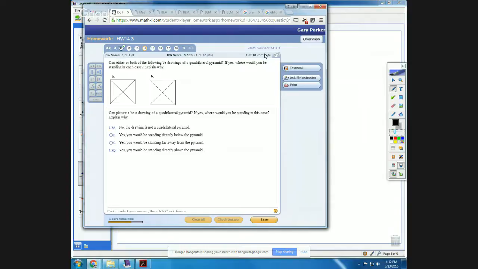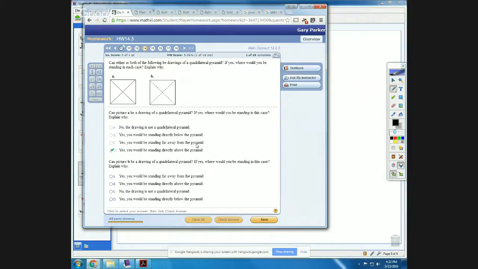Can picture A be a drawing of the quadrilateral pyramid? If yes, where would you be standing in this case? Okay, so for figure A, we'd be standing directly above the pyramid. And then for B, we'd be standing directly below the pyramid. Oh, what? Did I read that wrong? You would be standing directly... Oh, I hit above when I meant below. There we go. Okay, apparently I can't read.